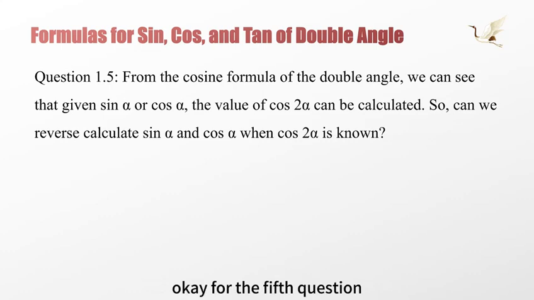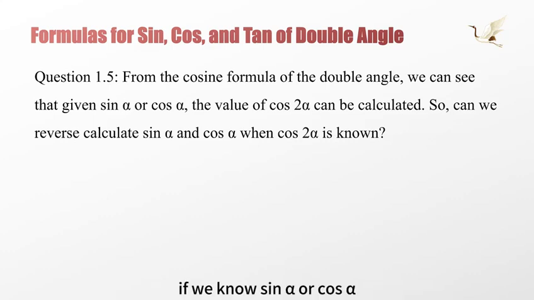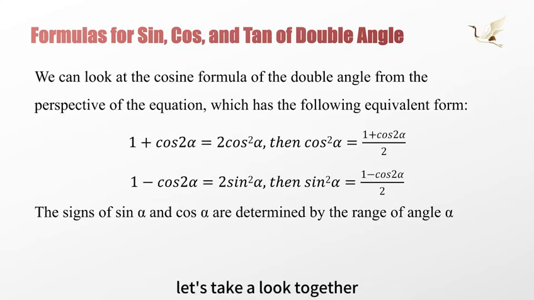Okay, for the 5th question, we can use the cosine formula with a twofold angle. If we know sine alpha or cosine alpha, we can calculate the value of cosine 2 alpha. On the other hand, if we know cosine 2 alpha, can we also calculate sine alpha and cosine alpha? Let's take a look together.